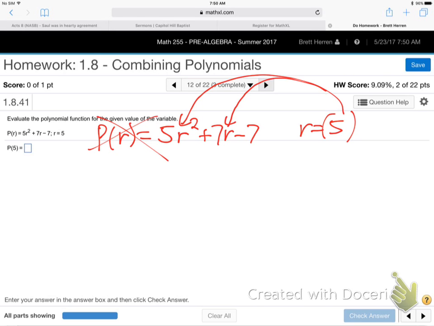Then the exponents would be outside or inside? Yeah, outside. Good question. So it'll be like this. Does that make sense? And then just kind of work that out with your calculator or by hand, either way. So just plugging it into the toaster, so to speak. Plugging it into the r slot.